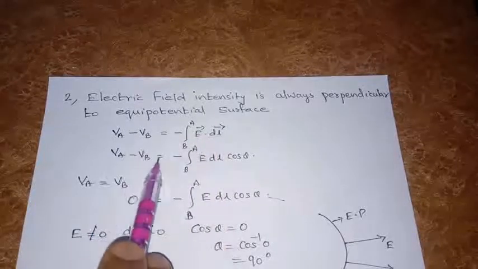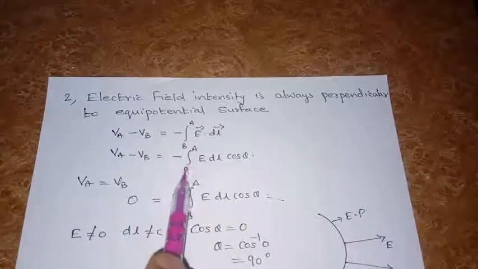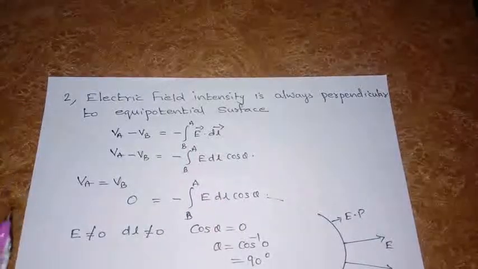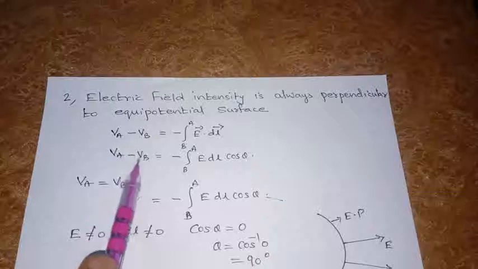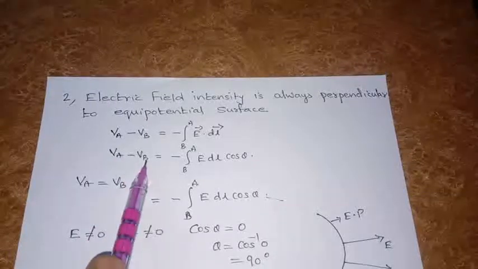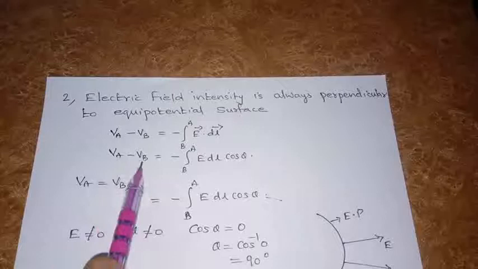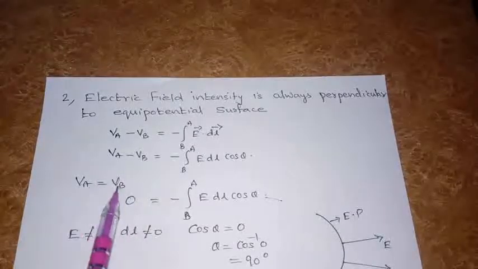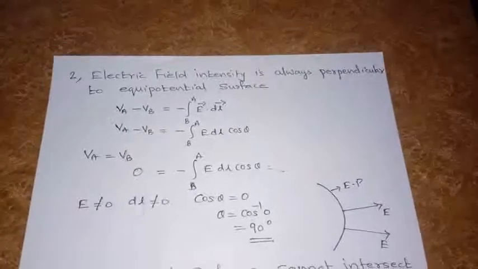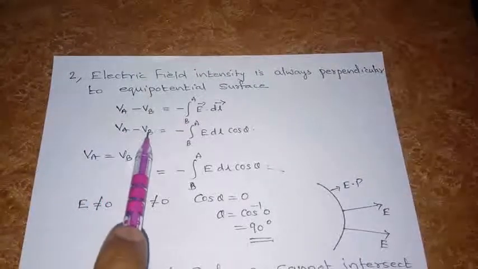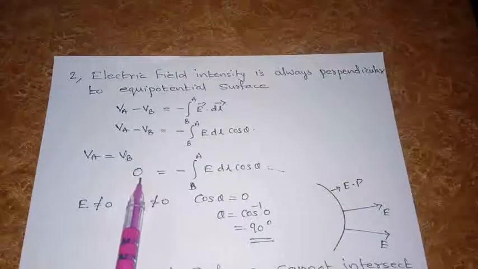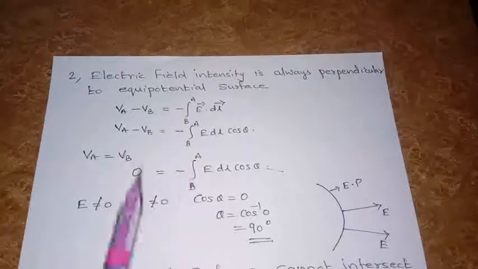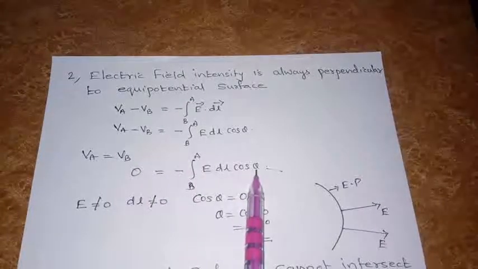Now VA minus VB can be written as minus integral from B to A of E dl cos theta. Now let us consider these two points A and B lying on an equipotential surface. Therefore potential remains the same. VA is equal to VB. When VA is equal to VB, what is VA minus VB? VA minus VB becomes 0. So that means 0 is equal to minus integral from B to A of E dl cos theta.